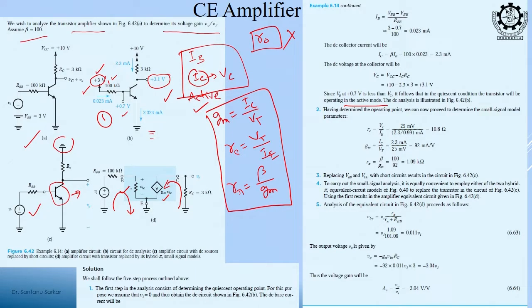Then what you will do? All the DC sources you short to ground, then you replace this BJT with its small signal model. So actually 3 steps: DC, then the equivalent AC circuit, and then the equivalent hybrid pi network. So your output voltage is minus GMRC into VBE, and then to get the voltage gain, AV is equal to V0 by Vi.